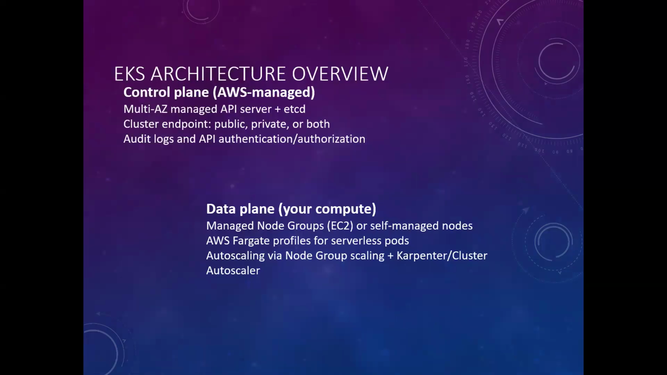EKS architecture overview, we've already seen this, right? It's Kubernetes, and it's the same for all the offerings, be it Azure, EKS, or whatever. You have the control plane and you have the data plane, or whatever you can call it, like your compute or the worker node. And in this case, the control plane, for a fully managed service, is managed by AWS.